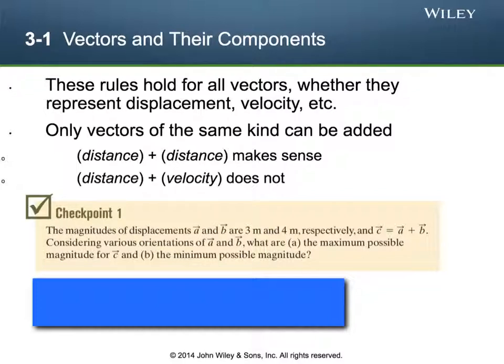I want you to try this checkpoint here. If the magnitudes of displacement vectors a and b are 3 meters and 4 meters respectively, and vector c is the vector sum of a and b, I want you to consider the various orientations that give the maximum possible magnitude of c and the minimum possible magnitude of c. So pause the video, think of those, what's going to make the max, what's going to make the min, write it down, and then play the video to check your answer.